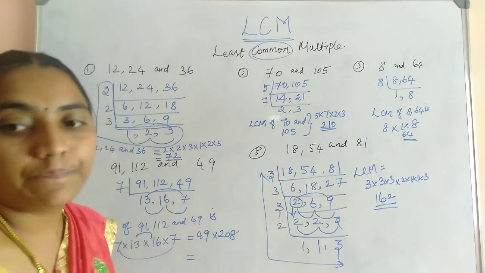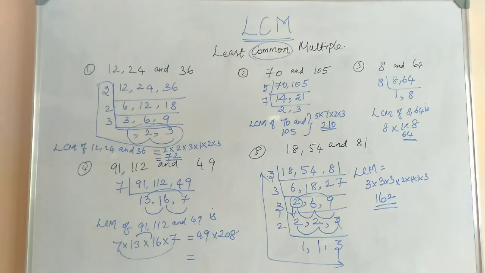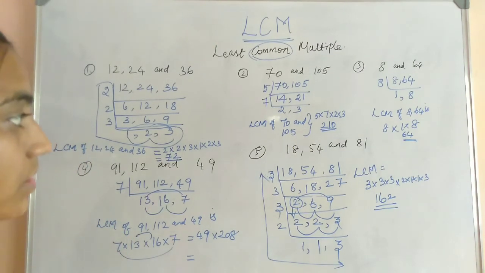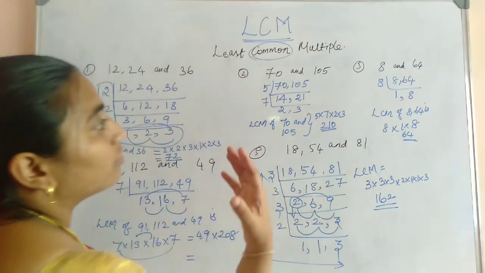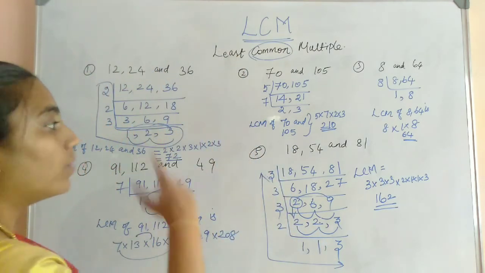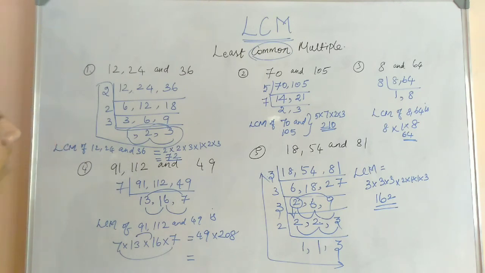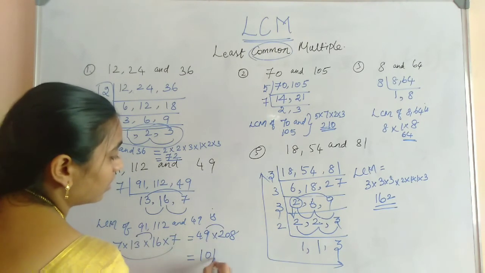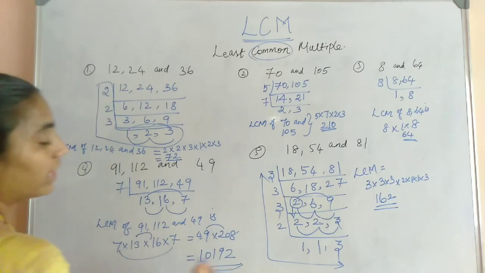Is it clear, children? Next we are going to the same. You should continue with all the method, but I'll teach you another easy method. Oh, sorry, I forgot to write this answer. This is 10,192. Once you have it, you can check this.